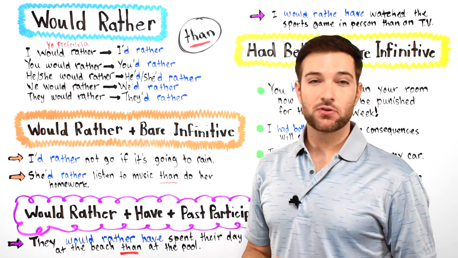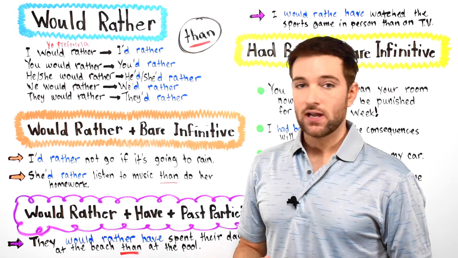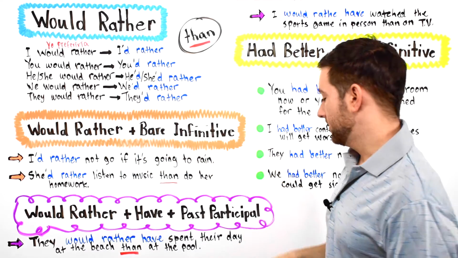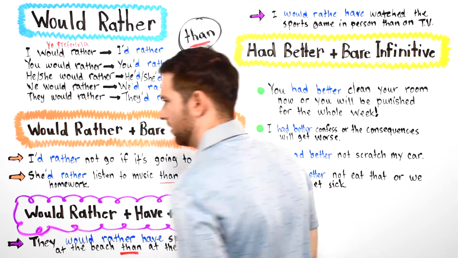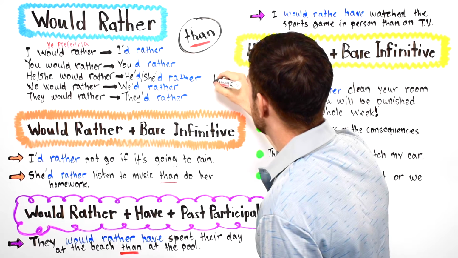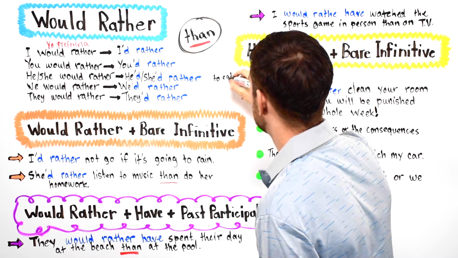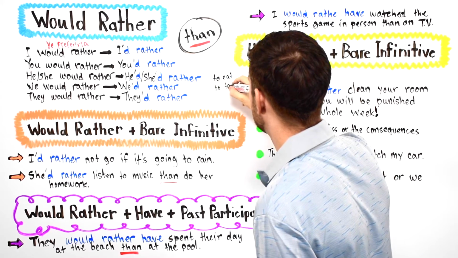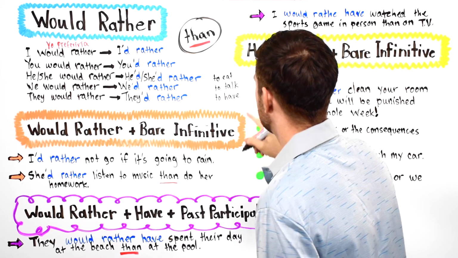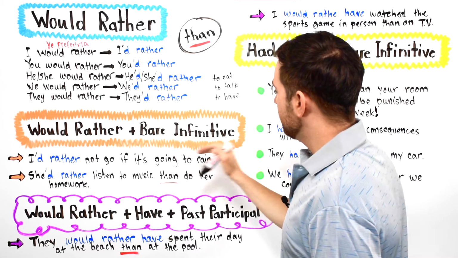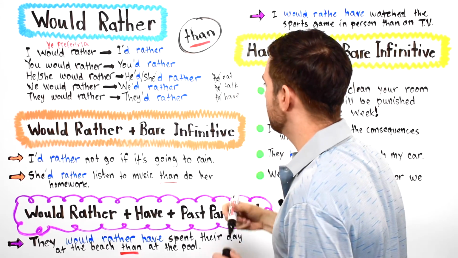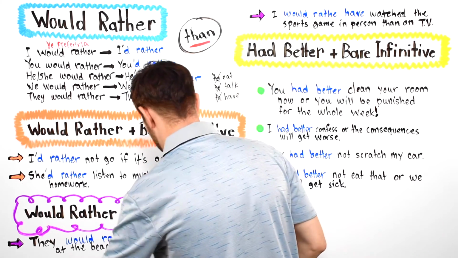Cuando queremos expresar una preferencia sobre el presente o el futuro, debemos decir would rather y luego the bare infinitive. Okay, so what is the bare infinitive? Remember when we have verbs like to eat, to talk, and let's say to have? The bare infinitive es el infinitivo sin la palabra to. Okay, so the infinitive without to is the bare infinitive.